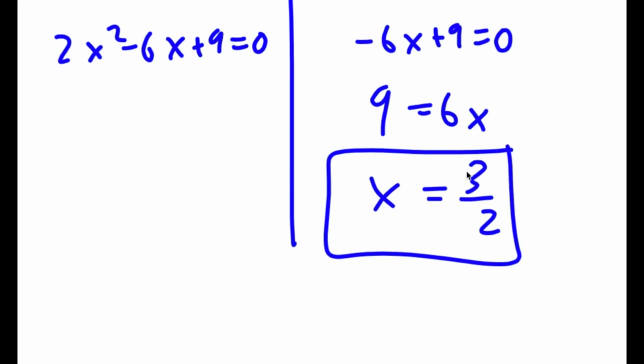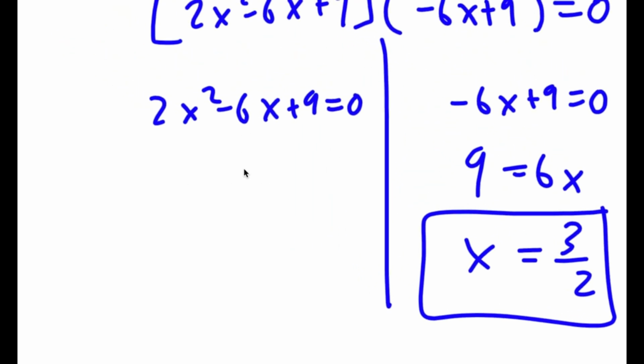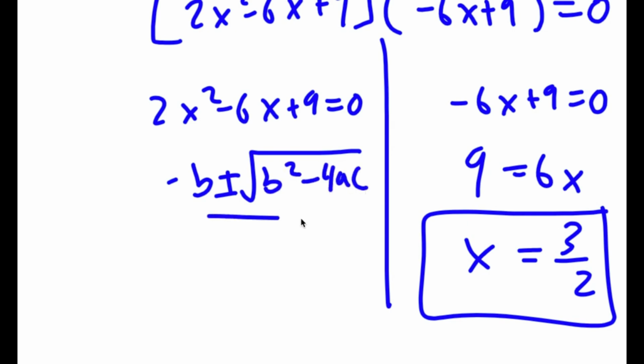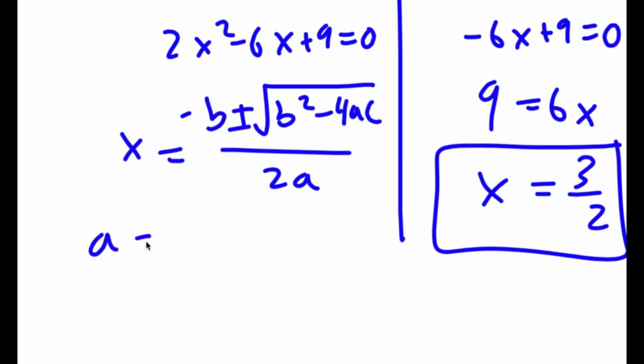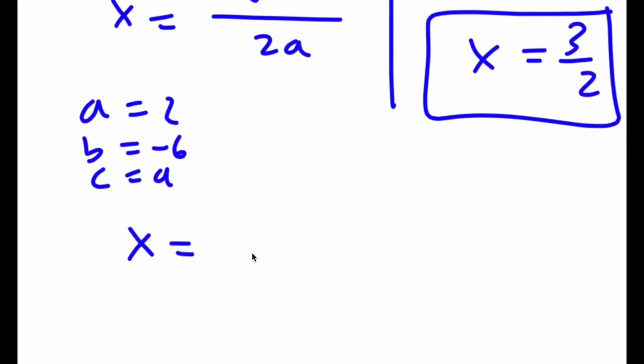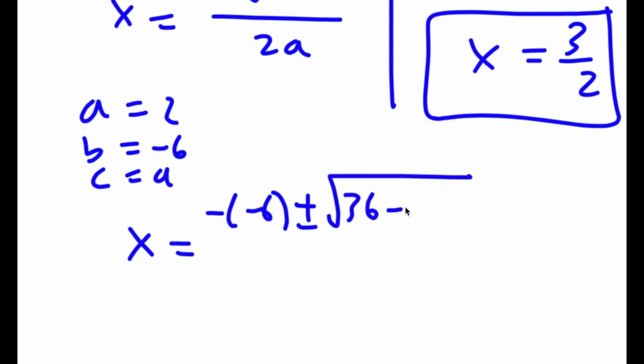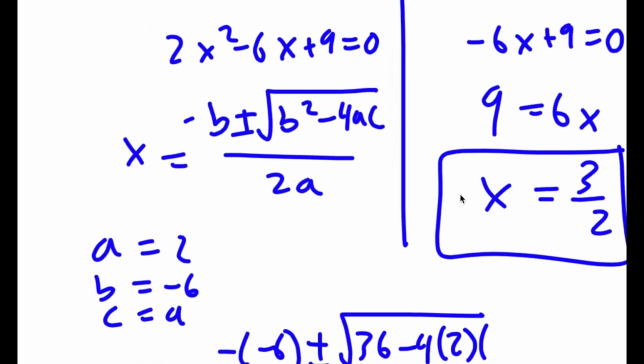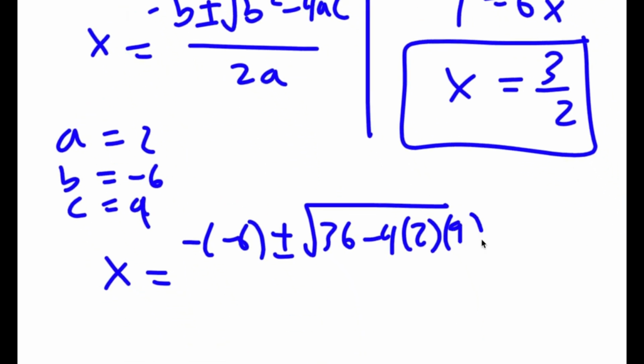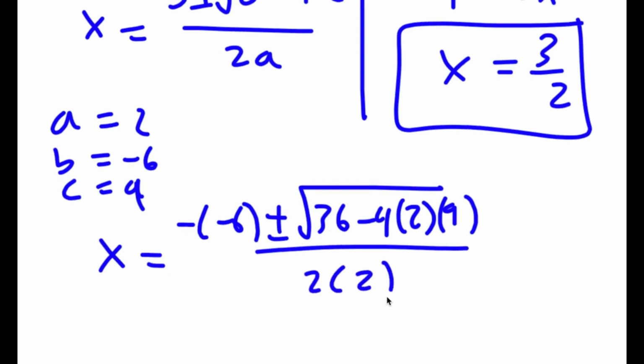Now for 2x² - 6x + 9, I have to use the quadratic formula, which is negative b plus or minus the square root of b² - 4ac all over 2a. So in this case, a is 2, b is negative 6, and c is 9. So I get x is equal to negative of negative 6 plus or minus the square root of (-6)², which is 36, minus 4 times a, which is 2, times c, which is 9, all over 2a, so 2 times 2.